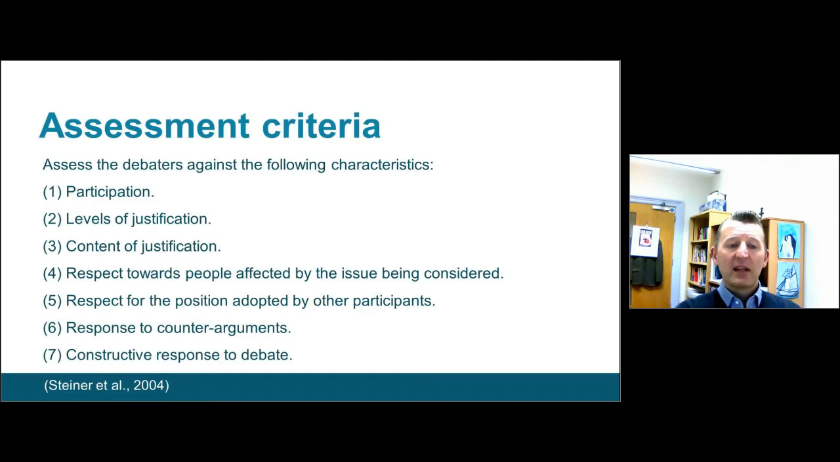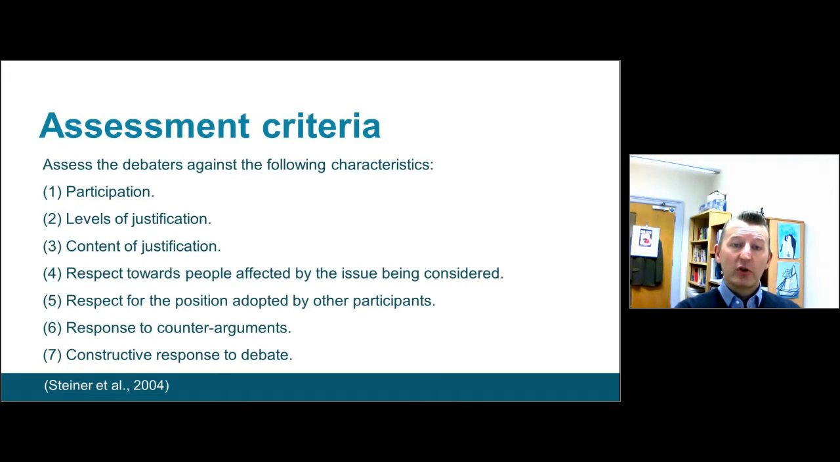So they gave each speech or speaker scores for levels of participation. Then the levels of justification they gave, to what extent do they bother to justify their position rather than just state it, and then the content of their justification, to what extent is their justification inclusive, does it acknowledge there are different perspectives being taken on this issue, to what extent do they give reasoned arguments that other people can listen to and engage with.